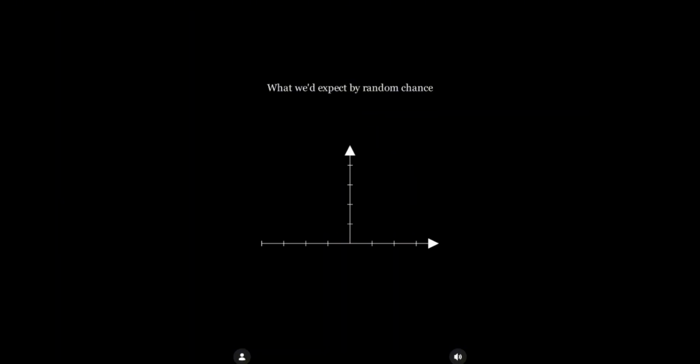Imagine we expect random results to follow this curve. Your actual result lands way out here in the tail. The p-value is this tiny red area. The smaller it is, the more surprising your result.